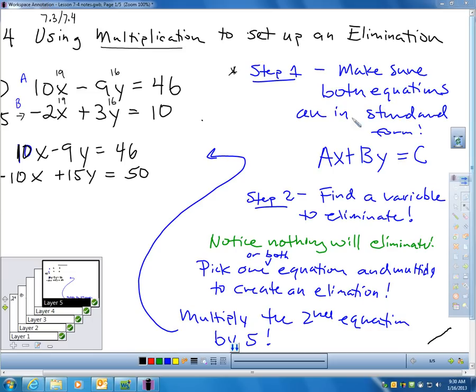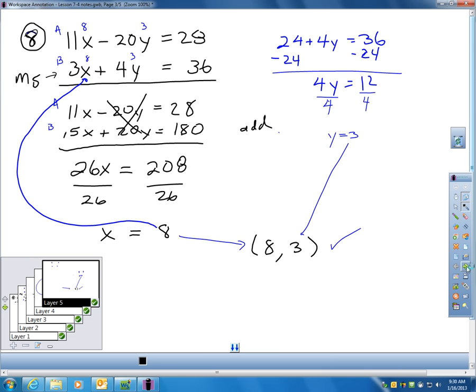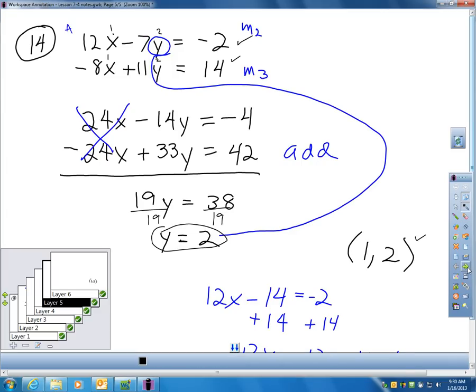You notice how the second equation is not written in standard form. You have to rewrite that second equation in standard form before you do anything else. So make sure they're both in standard form. Pick a variable to eliminate. If it won't eliminate naturally, multiply either one or both of the equations by a number to create an elimination, solve, and check. Okay?